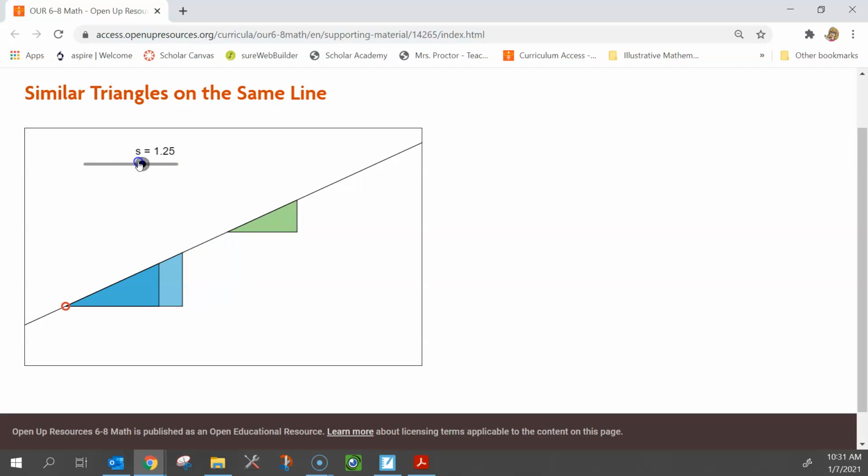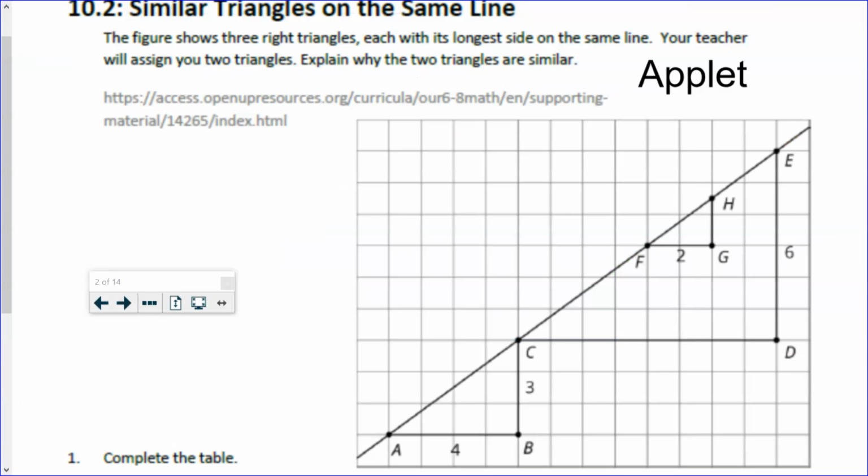So that's one of the things that I want you to take away: when we see this applet here, it reminds us that what we're really seeing are different versions of the same triangle. They're dilations, right? So keep that in mind as I ask you to explain why the 2 triangles that you have chosen are similar.